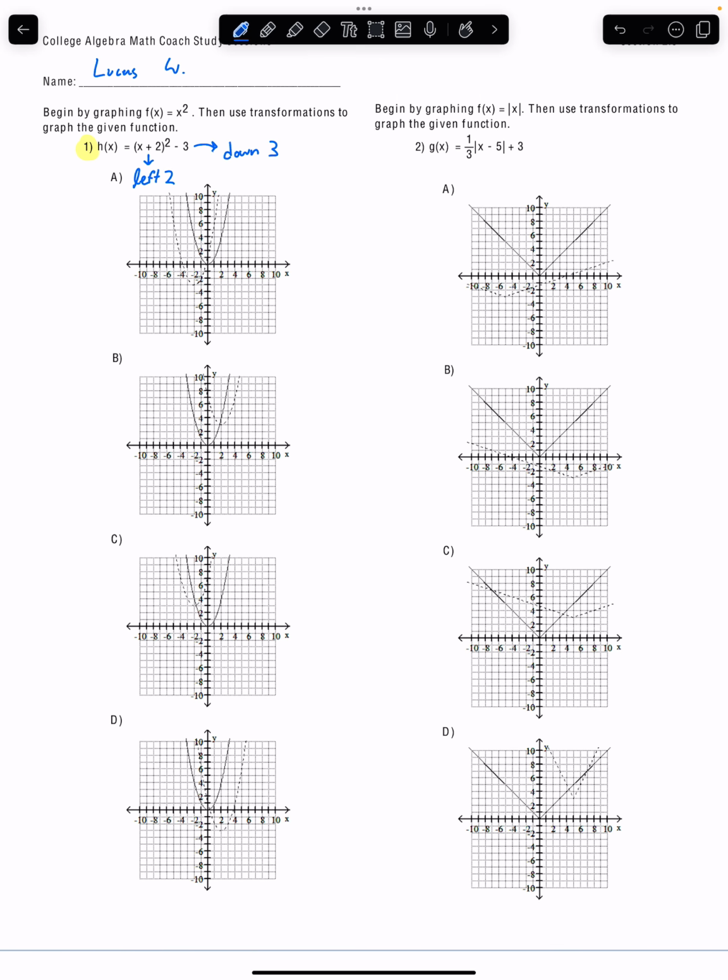Looking at these graphs, the solid line is the original function, the x squared, and the dotted line is the transformation. If you look at all these, you're going to realize letter A is actually left 2, down 3. And you just do that by observing it.